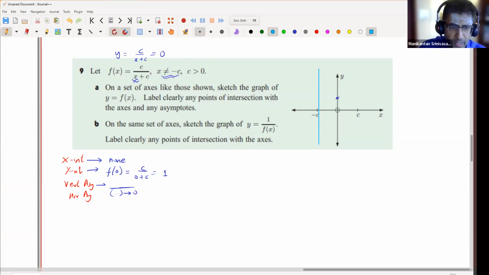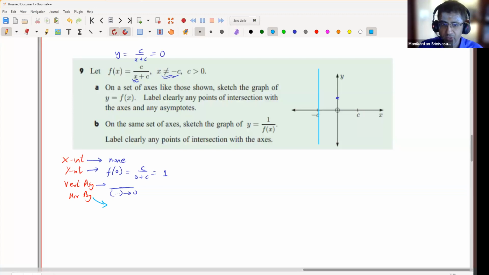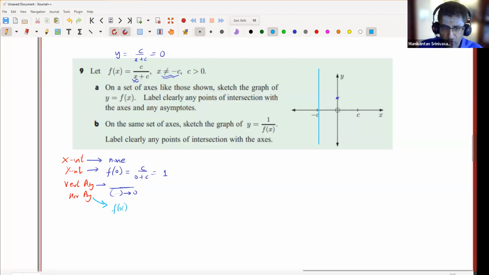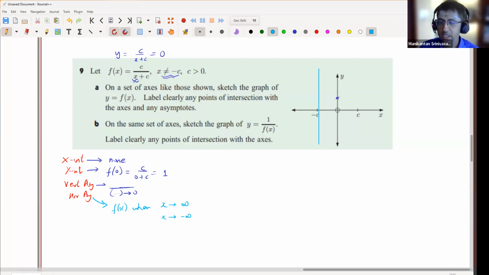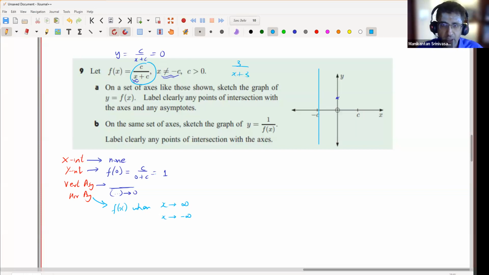And then horizontal asymptote. Horizontal asymptote means what? What is the behavior of the function f(x) when x approaches positive infinity or minus infinity, which means for large values way to the right or way to the left? Okay, so let's look at this expression again, c/(x+c). c is just a number. If you want to imagine c is 3 or something, that's fine. c is some positive number. So just imagine 3/(x+3). I'm just randomly calling out some number 3. He has not given any numerical value.